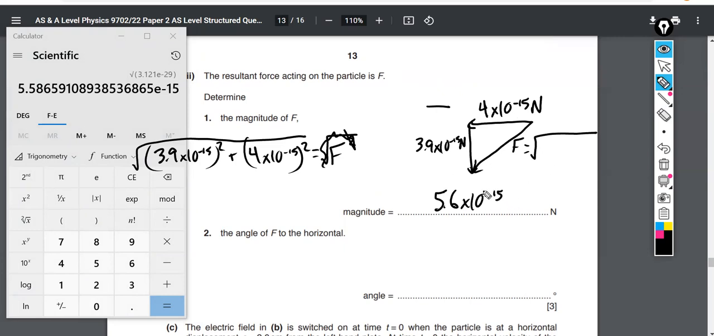It should be about the same order of magnitude, but also the largest force, right? The hypotenuse being the largest side. The angle of f to the horizontal. So they want us to calculate this angle right here. We'll call that theta. Theta is going to be equal to the inverse tangent of opposite over adjacent, so the ratio of side opposite to adjacent.